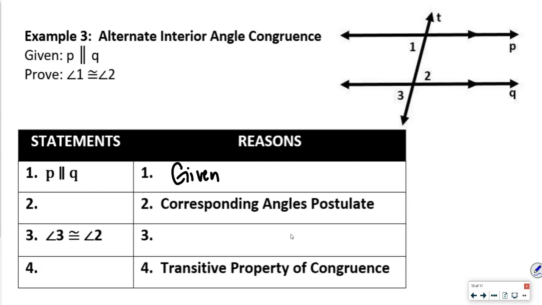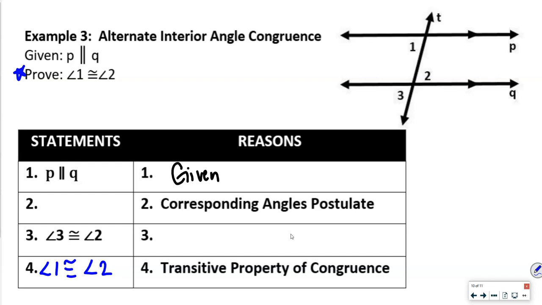Whatever we're trying to prove is always going to be our last step. So angle 1 is congruent to angle 2 down here is what we are trying to prove. So that's always going to be our last statement, okay? Our reasons are on the right, our statements are on the left.